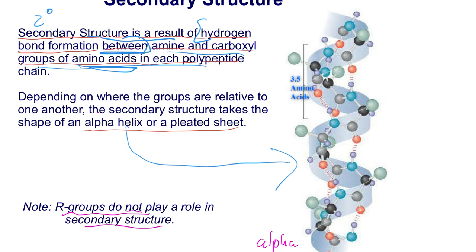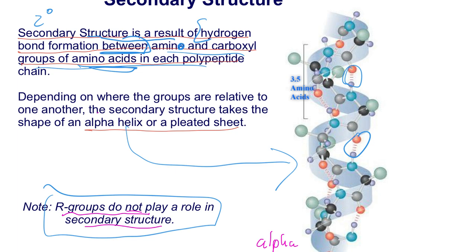It looks like a spiral, like DNA's double helix, but not a double helix. Now, it's important to know that in secondary structure, the R groups are not reacting. It's hydrogen bonding between the carboxyl and amino groups. That is causing the structure to go in this alpha helix form.